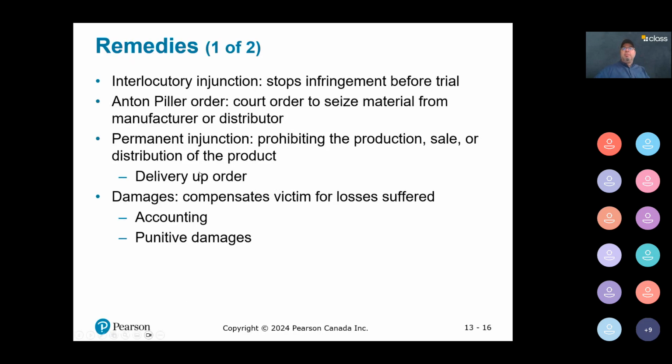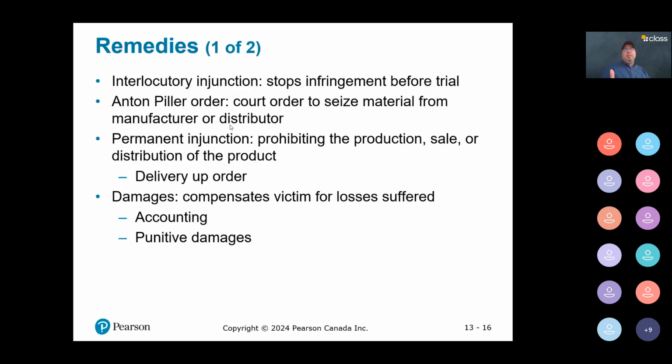And then what is new for us? And this is new, and you should know there may be a question in the final exam related to this. The Anton Pillar order. The Anton Pillar order is a specific order that seizes the material from the violator, from the infringer. So I have files that I downloaded illegally in my laptop. So if the owner of the copyright sues me and seeks an Anton Pillar order, they will have my laptop seized.